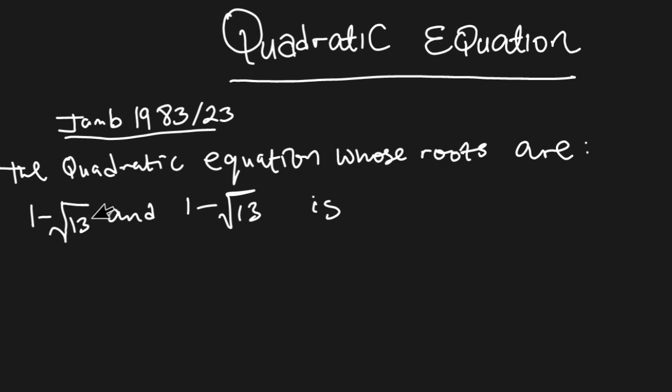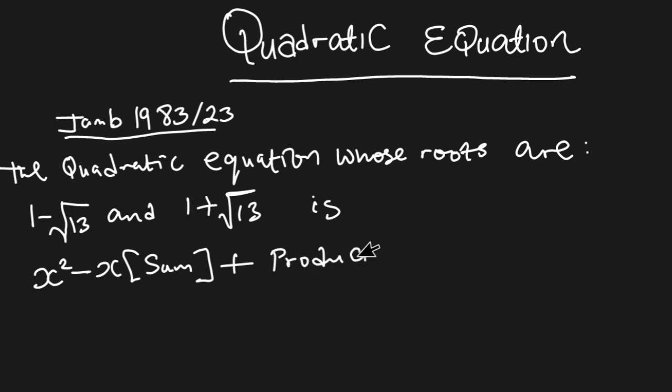So we have a question here. It says the quadratic equation whose roots are 1 minus root 13 and 1 plus root 13 is what? So we remember our general formula. Recall that a quadratic equation is given by x squared minus x multiplied by the sum of the roots, plus the product of the roots, equal to 0. So what we should look for here is the sum and the product.